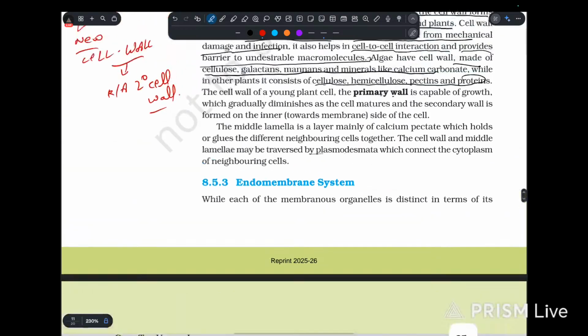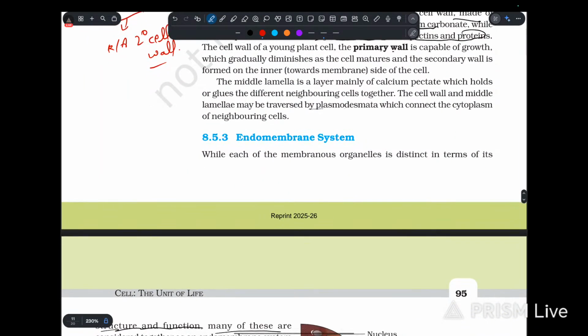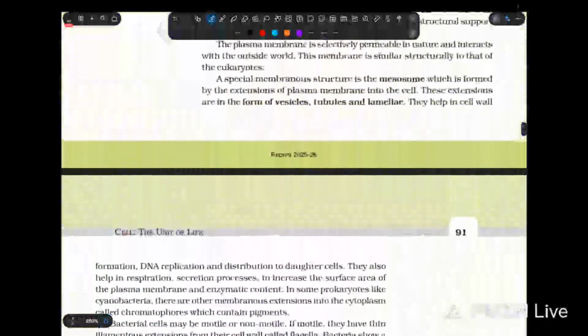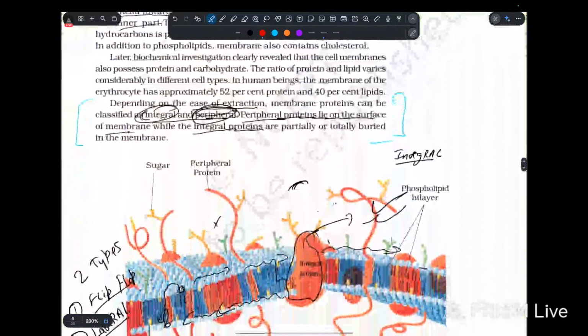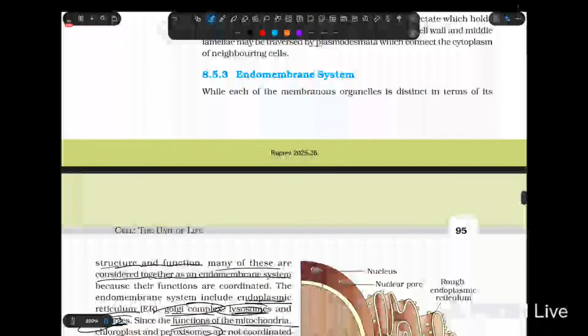Okay, let's start now. We are going to study the endomembrane system. As I told you earlier, there is compartmentalization in a eukaryotic cell. What do I mean by compartmentalization? Different functions are divided among different organelles. And we are going to study the endomembranous system.